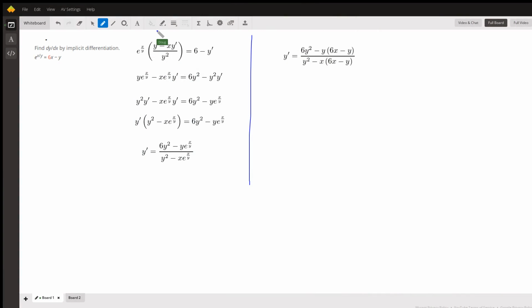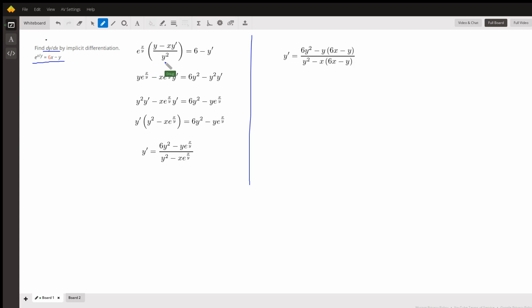Okay, you're given this relation or function here, e to the xy equals 6x minus y, and asked to find the derivative of y with respect to x by implicit differentiation. So, the derivative of this first term on the left is e to the xy times the derivative of x over y with respect to x.